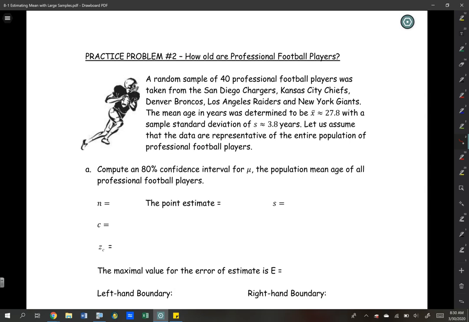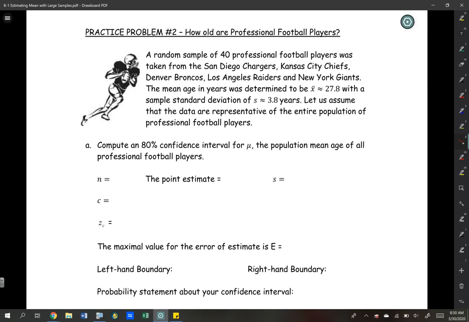All right, last problem here. I know we have a lot of sports fans in our class, so I wanted to do something related to sports. How old are professional football players? A random sample of 40 professional football players was taken. Hopefully I got your team in here. I have my team in here, the New York Giants. The mean age in years was determined to be 27.8, x bar, and the standard deviation is 3.8. Let us assume that the data are representative of the entire population of professional football players.